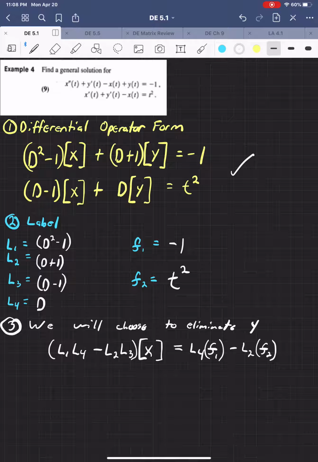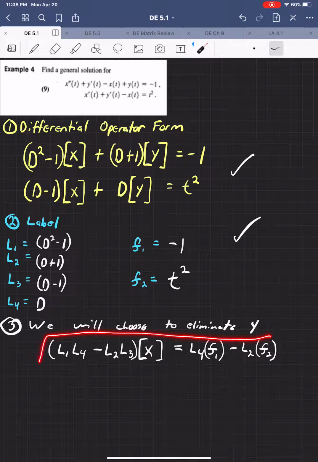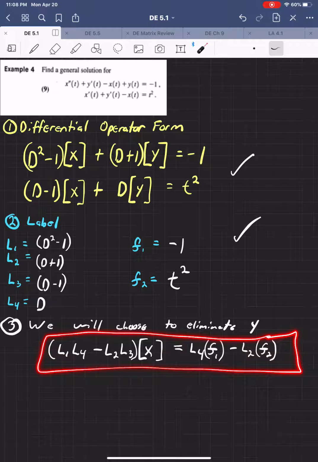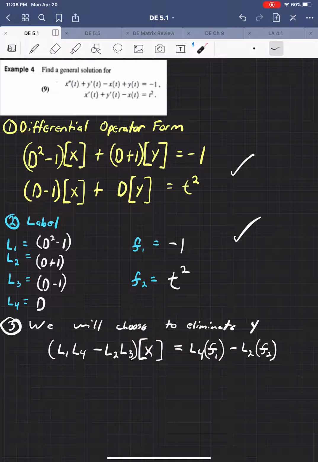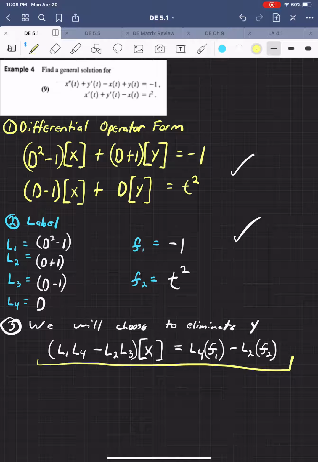Once you have all of this written out, you have to choose: do you want to eliminate x or do you want to eliminate y? We're going to choose the elimination of y. Not that it matters a whole lot, but you'll see as the problem unfolds. So this is my setup if I want to eliminate y. I'm going to plug in L1, L2, L3, L4, everything in the right spot, so this is going to look like the following.